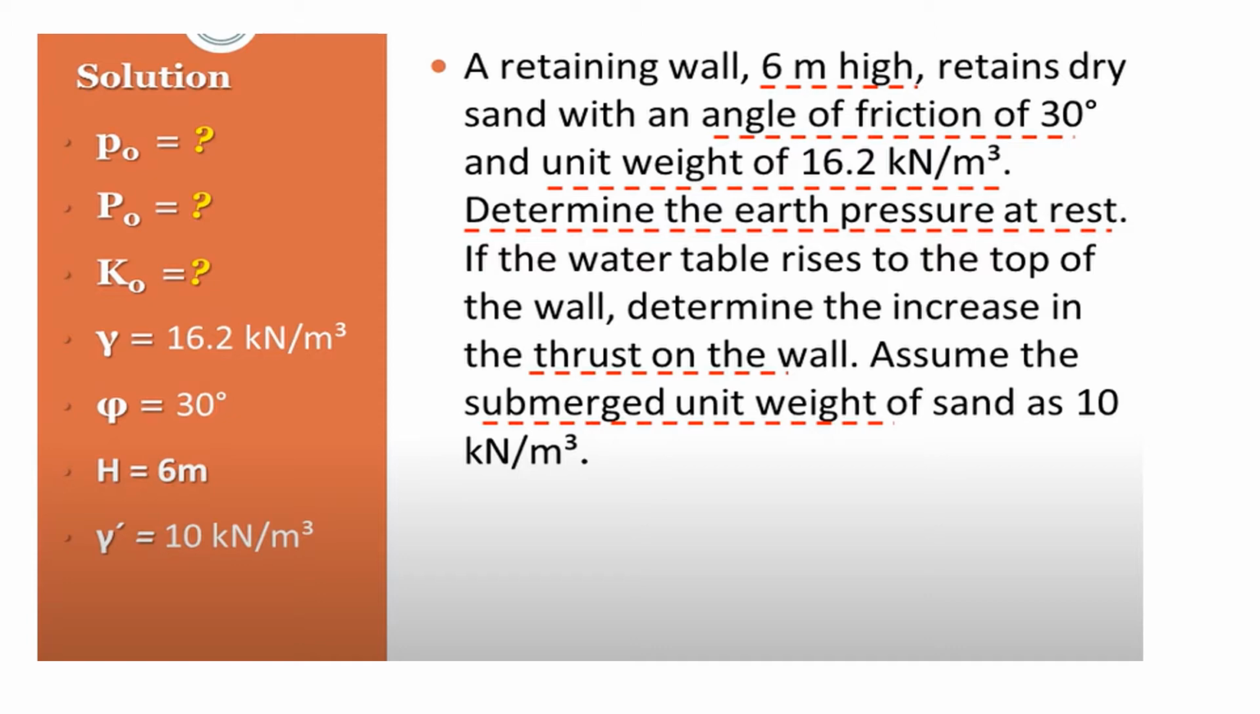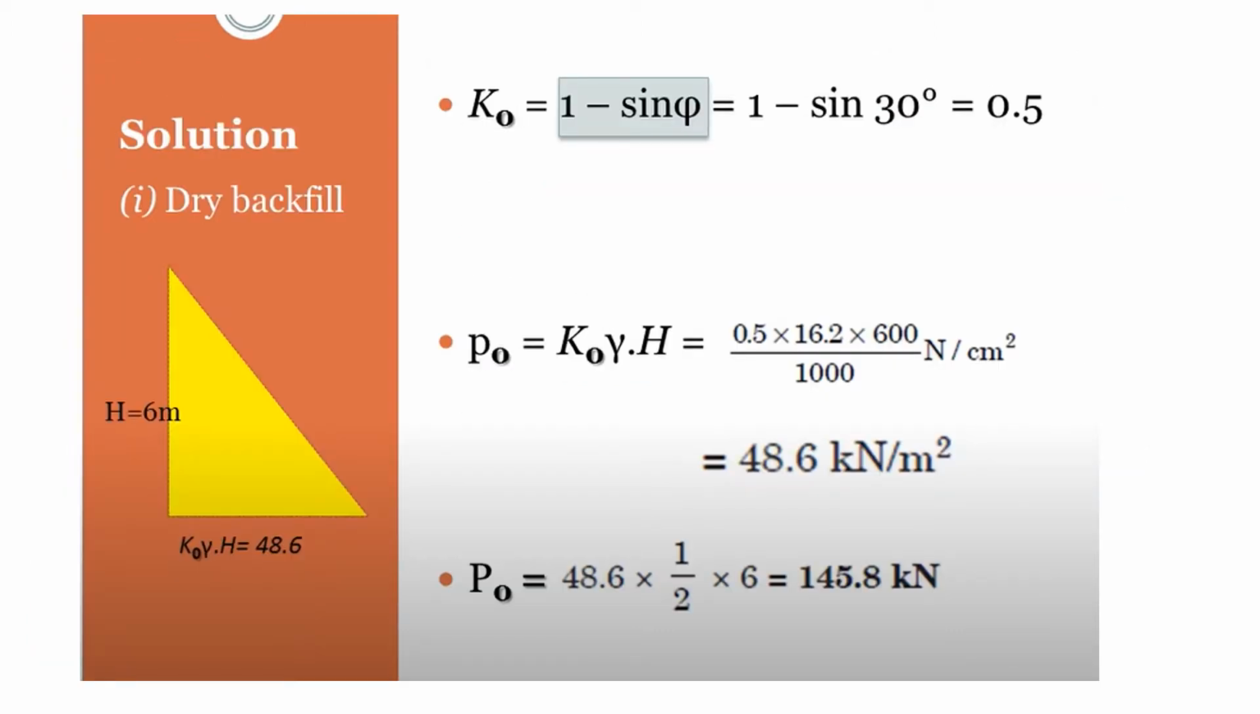So as the first step, you have to first find out the earth pressure coefficient at rest, and for that you have to use the formula as 1 minus sine phi, and phi is the angle of internal friction, which is given as 30 degree. So substituting 30 degree, the earth pressure coefficient at rest is 0.5.